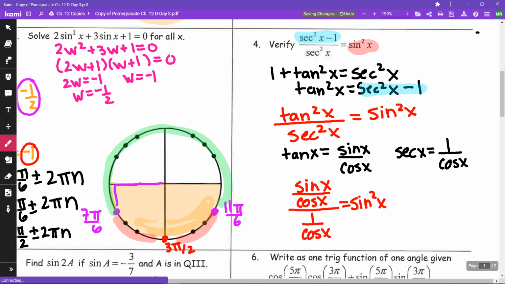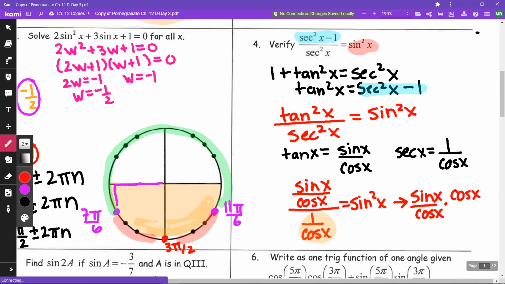Now, what I can do is, when I am dividing by a fraction, I can end up multiplying by the reciprocal. So I'm going to have sine x cosine x times the reciprocal of cosine, and I apologize, these are squareds. These are squares because it was a tangent squared. So those are all squares. So this is a sine squared. This is a cosine squared.